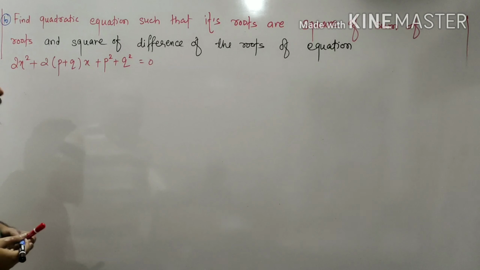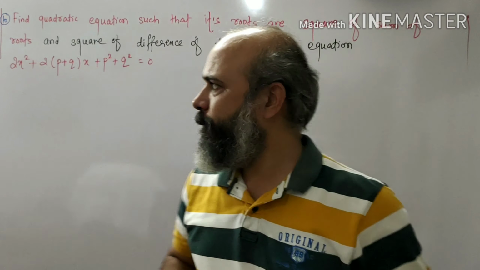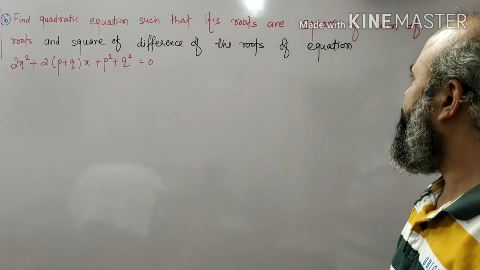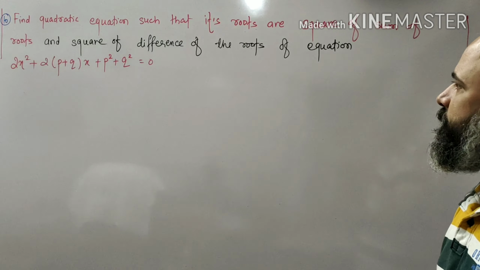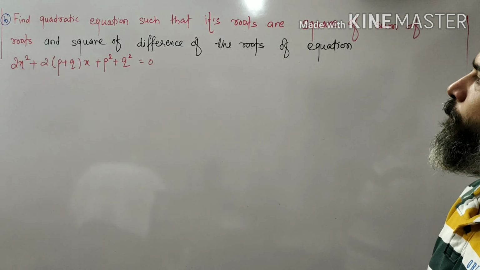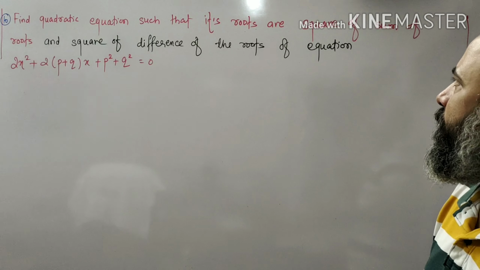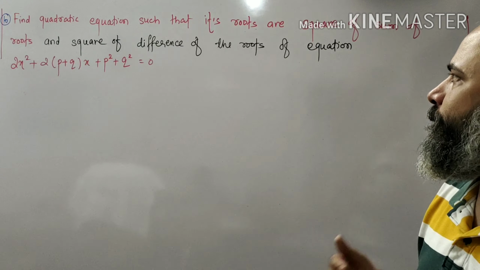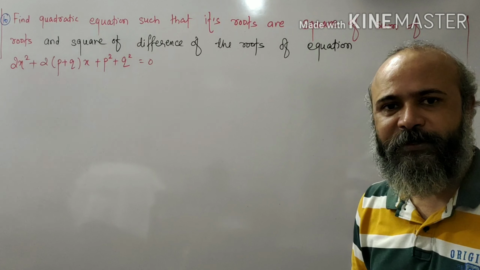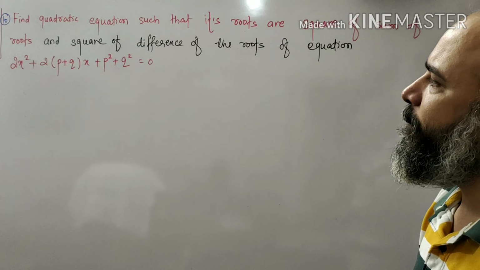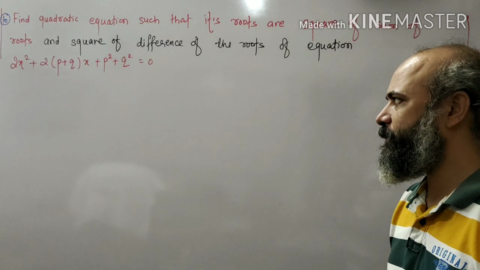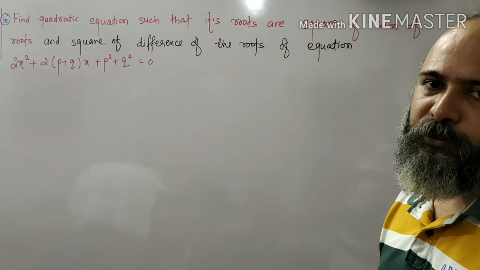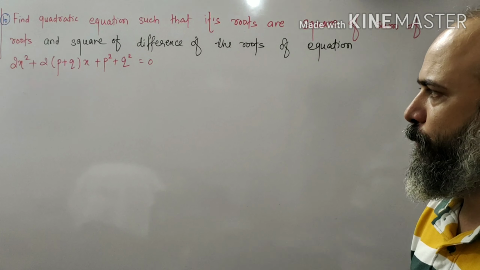Question number 10: Find the quadratic equation such that its roots are the square of the sum of the roots and the square of the difference of the roots of the equation 2x square plus 2(p plus q) into x plus p square plus q square is equal to 0.